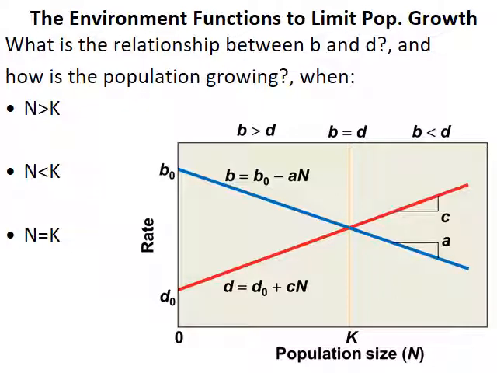So it makes sense. When the blue line is above the red line, births are greater than deaths, and the population is increasing. When the red line is higher than the blue line, deaths are greater than births, and the population is decreasing. And in both scenarios, the population size is moving towards K, our carrying capacity. So 3 parts: birth less than death, birth greater than death, or birth equal to death rate.